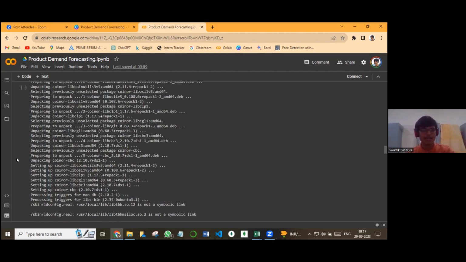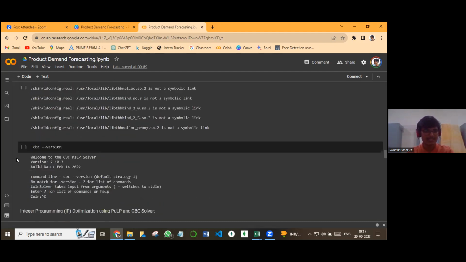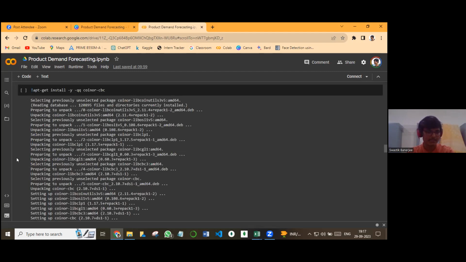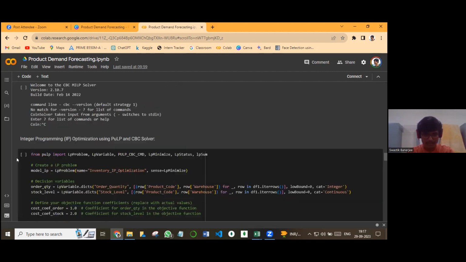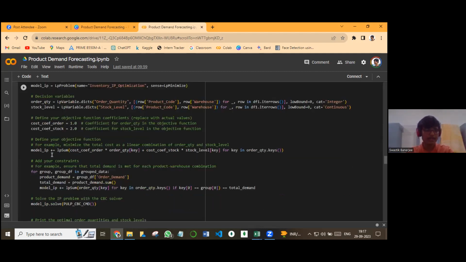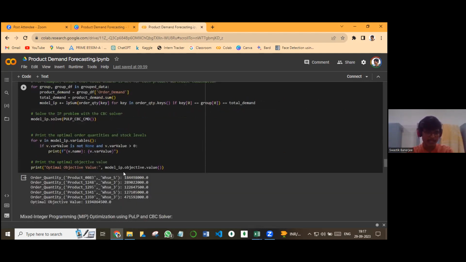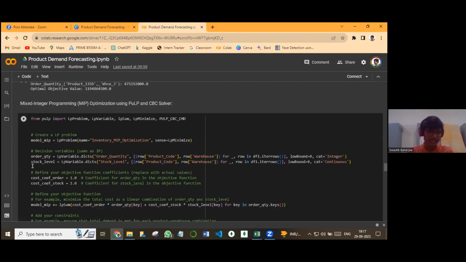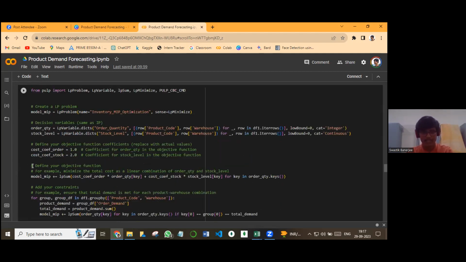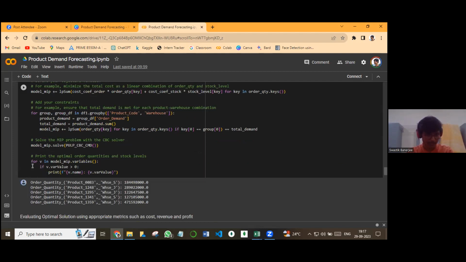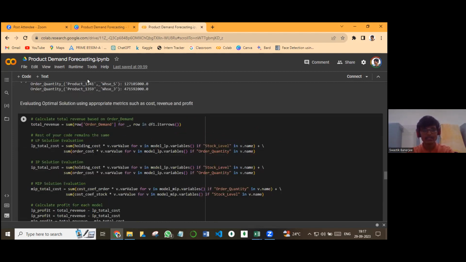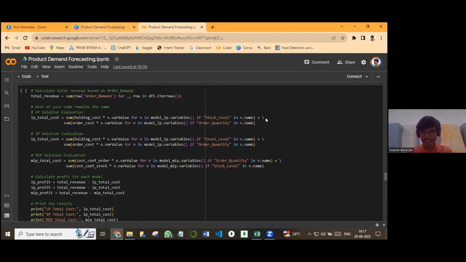Okay, and now what we do is we install a package called CBC, which is required to run integer programming. Okay, so in order to implement IP, we have done the same thing which we did for LP, and we found the optimal objective value for this as well. For MIP, mixed integer programming, we also find the same optimal values. Okay, and this is the end of the second step.